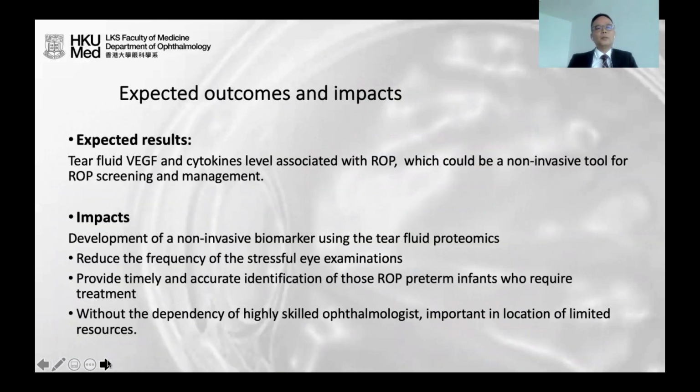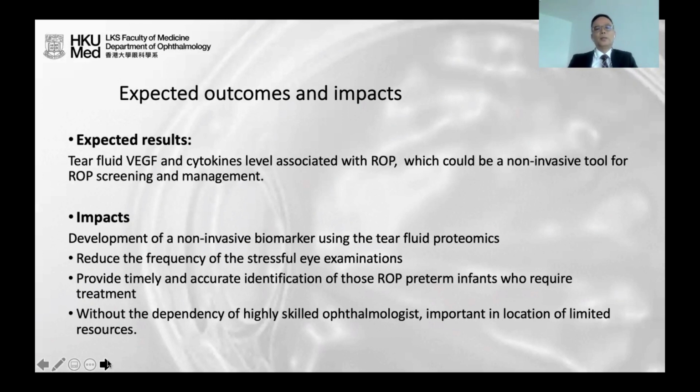The expected result is that the tear fluid VEGF and cytokine levels are associated with ROP, and this could be a non-invasive tool for ROP screening and management. Our preliminary results are showing promise. We have identified a couple of novel biomarkers. The development of a non-invasive biomarker using tear fluid proteomics will help to reduce the frequency of the stressful eye examinations for this vulnerable group of infants.